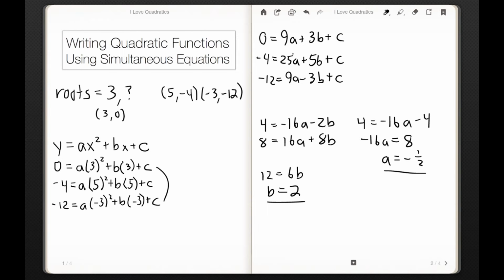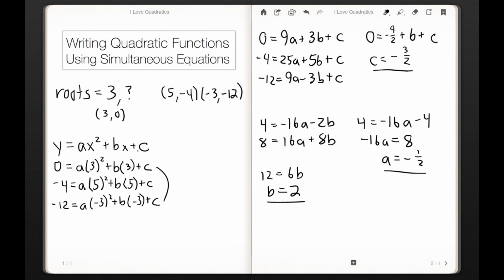And now finding c will be very easy. We can take any of these three equations to substitute a and b back in. If we use the first one, we'll get 0 equals 9 times negative 1/2. That will be negative 9 over 2 plus 3 times 2 plus 6 plus c equals 0. So this is over here, this is 3 over 2. So c is, if we move it to the other side, negative 3 over 2. There we go. We have a, b, and c.